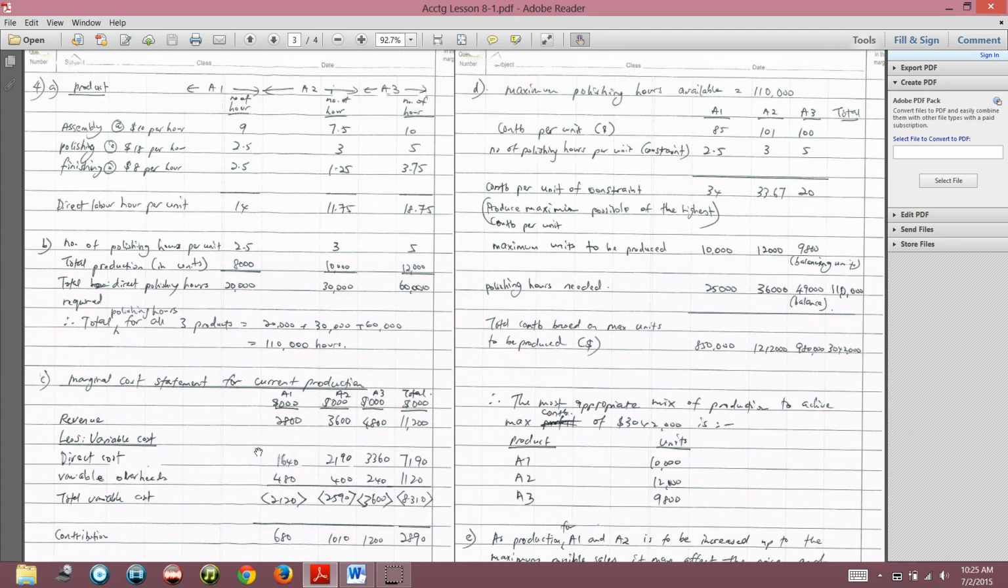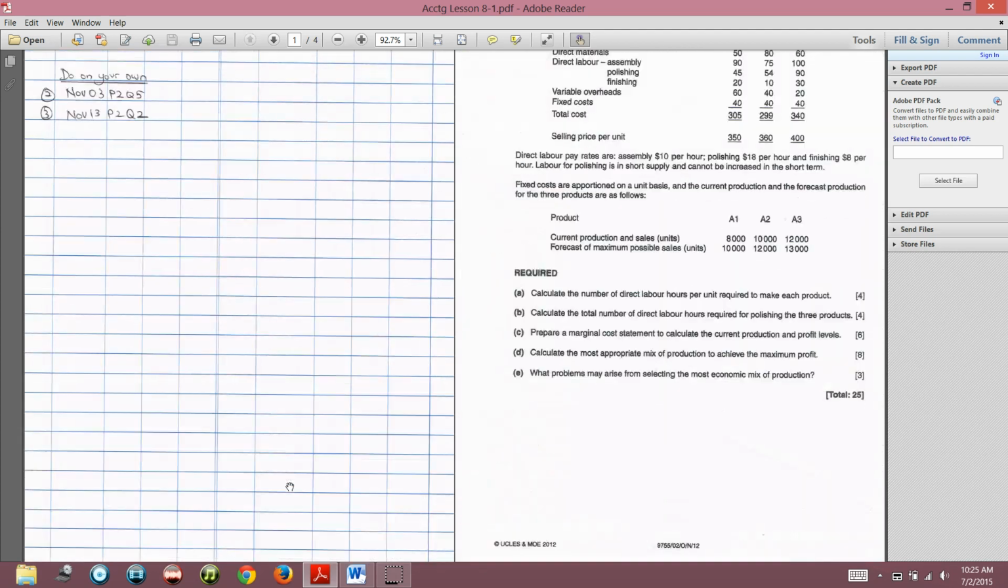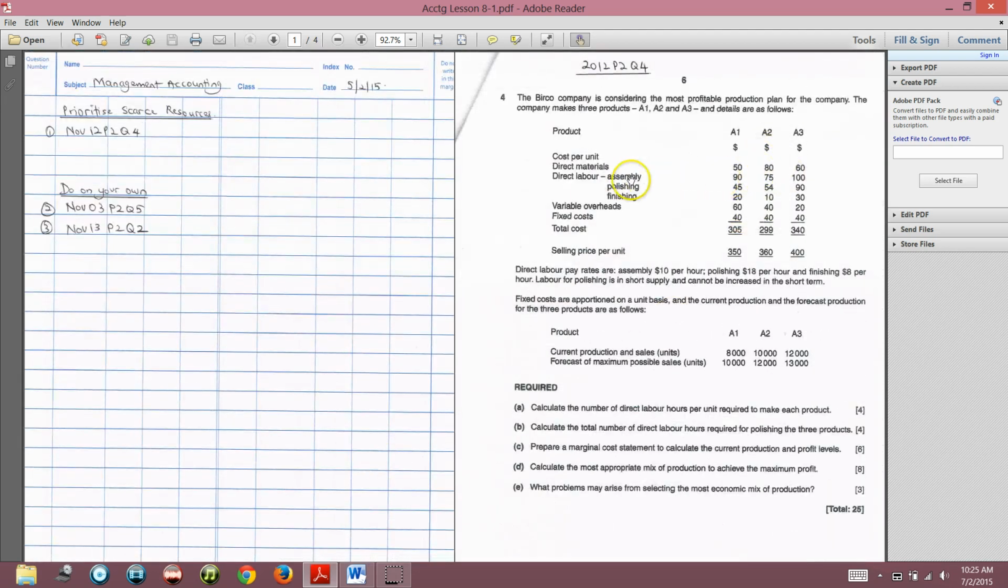Then I have variable overheads. So that means, you take your calculator. What are all the direct costs? Direct cost means direct material and direct labor. So you take 50 plus 90 plus 45 plus 20. So the direct cost per unit of A1 is $205.